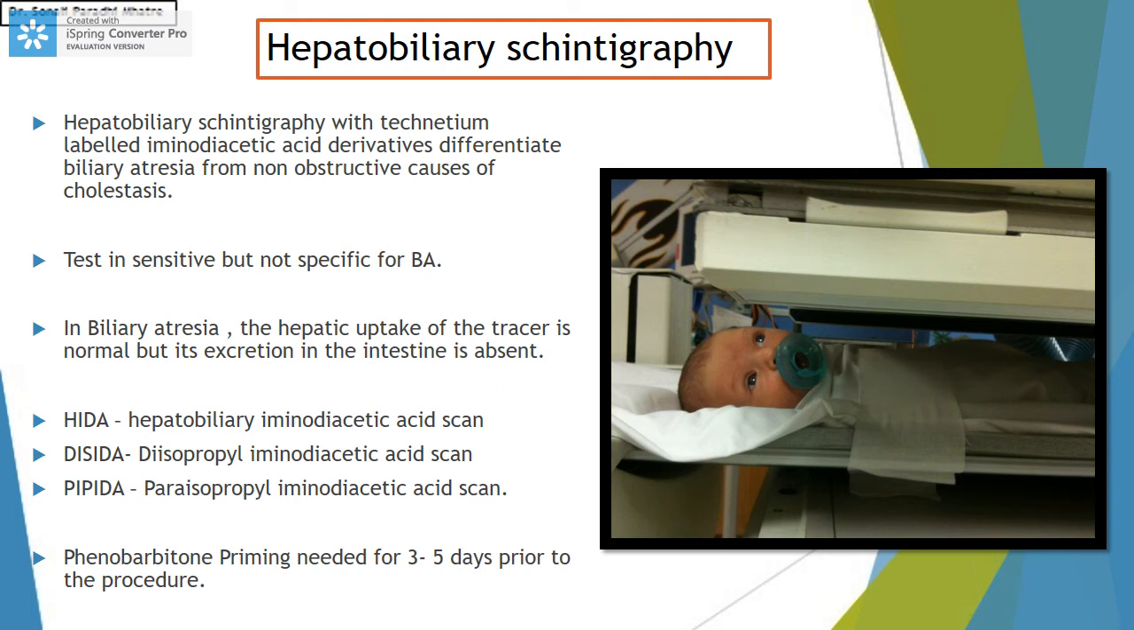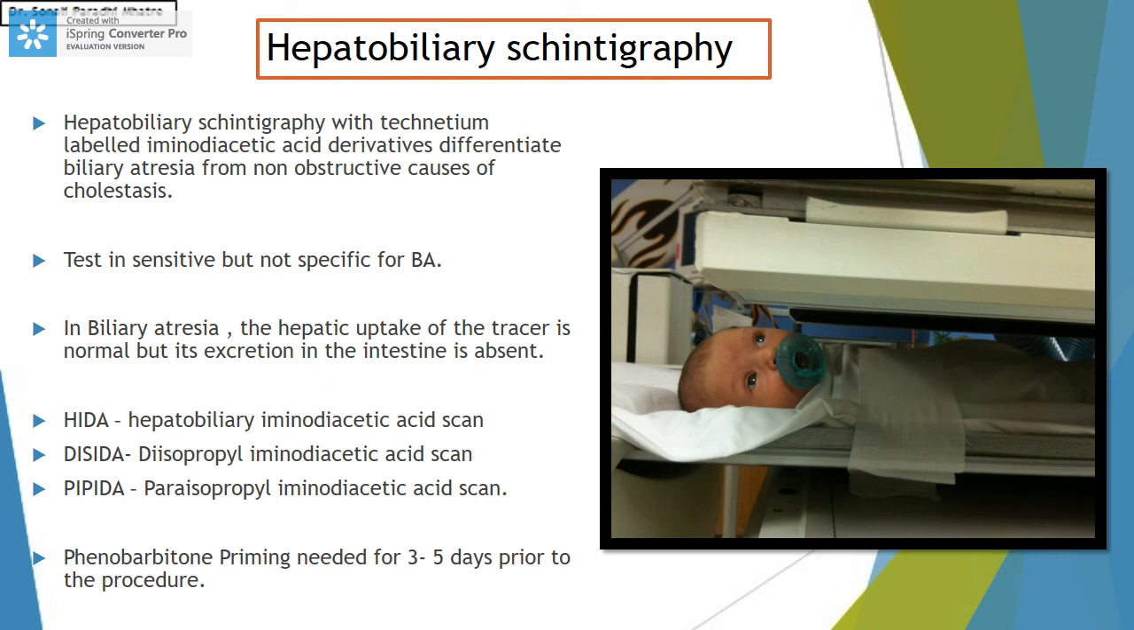In biliary atresia, the hepatic uptake of the tracer is normal, but the excretion into the intestines is absent because, if you can recollect from the previous slides, there is no problem with the liver per se until the advanced stages, when the liver can go into cirrhosis. But in the initial stages, what is defective is the duct system, which is post-hepatic. So the uptake will be normal, but the excretion is absent.